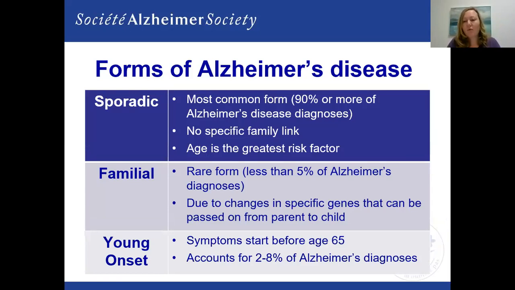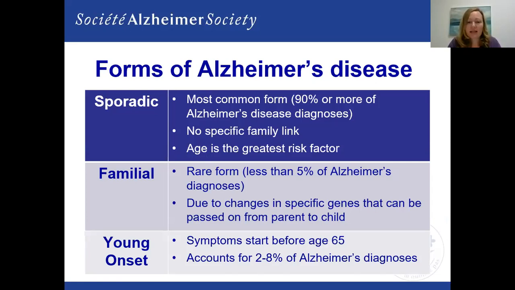The most common form of Alzheimer's disease is called sporadic Alzheimer's disease. It happens as a result of a complex combination of our genes, our environment, and our lifestyle. Sporadic Alzheimer's disease usually doesn't run in families, and it's not considered hereditary. Age is the greatest risk factor for developing sporadic Alzheimer's disease. Most sporadic Alzheimer's disease actually begins after the age of 65.